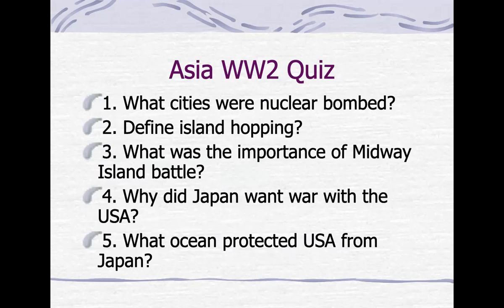The importance of it was that it stopped Japan from establishing a runway where they could bomb the U.S. and Hawaii easier. And why did Japan want war with the USA? They wanted war over oil, and they wanted war to sort of help Hitler. And what ocean protected the USA from Japan?